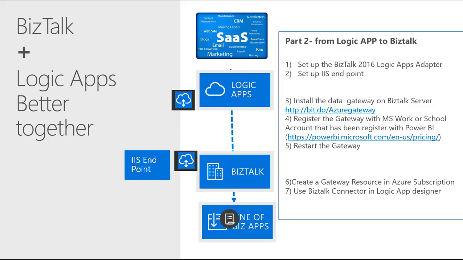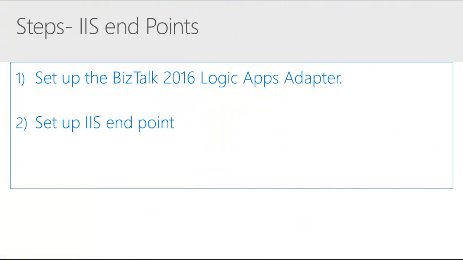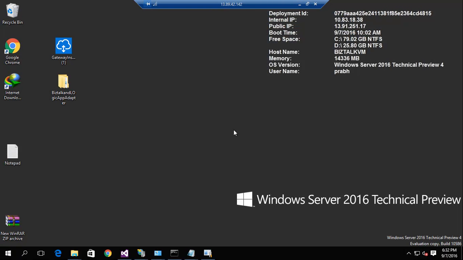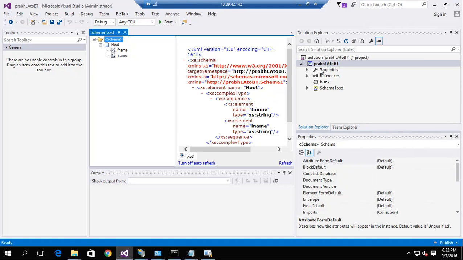Well, let's move forward with the steps. Before I get into the formal step 1, step 2, let me first give you an idea of what I intend to do. For this I have a BizTalk solution ready inside Visual Studio, and if you see, it's a plain simple example with one schema with first name and last name. There's no orchestration, there's no mapping, and I've deployed it.